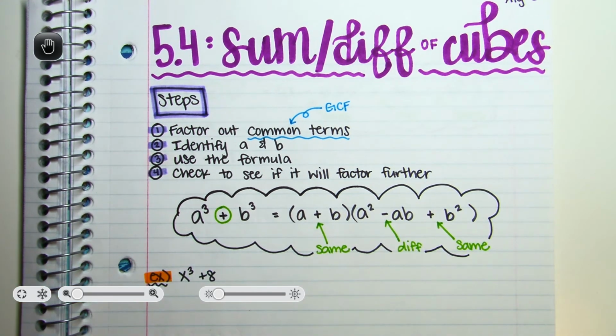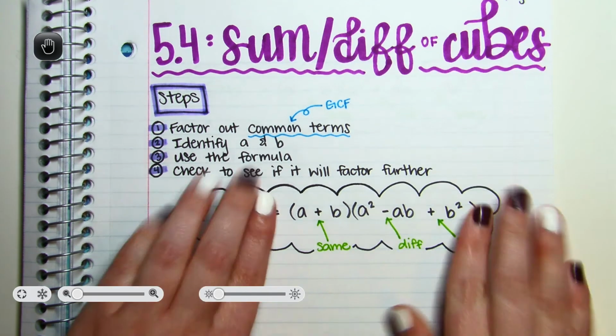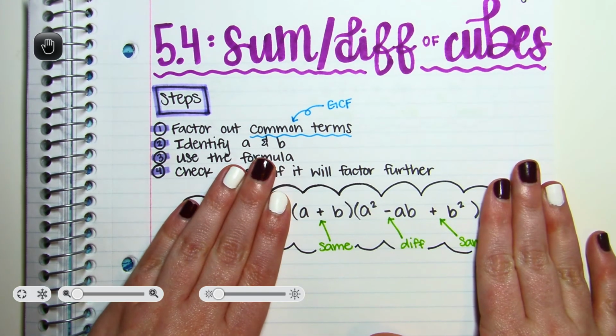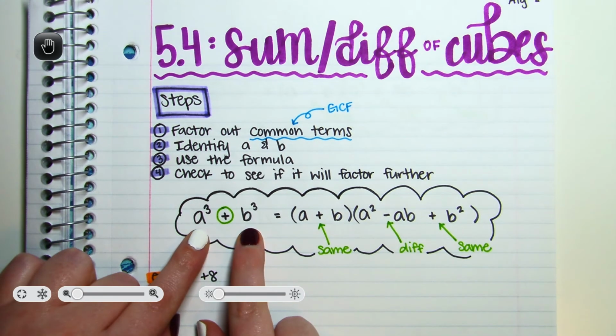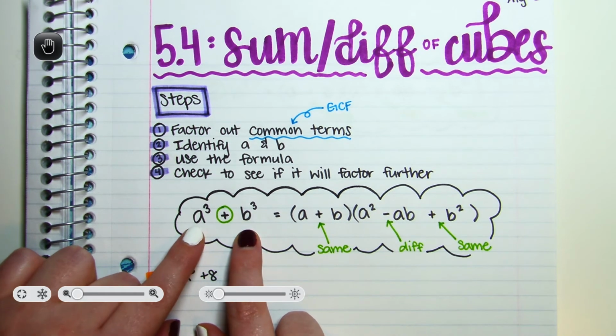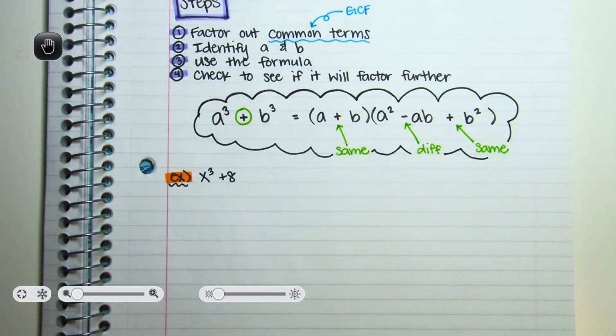If you're curious why this works, multiply this thing out. So multiply it all out, distribute everything, and you end up with this because all sorts of stuff cancels out. Basically everything cancels out except the A cubed plus B cubed. Anyways, let's look at some actual examples.